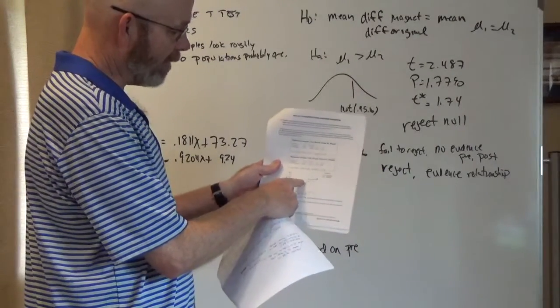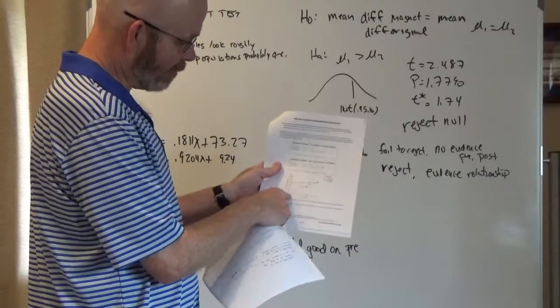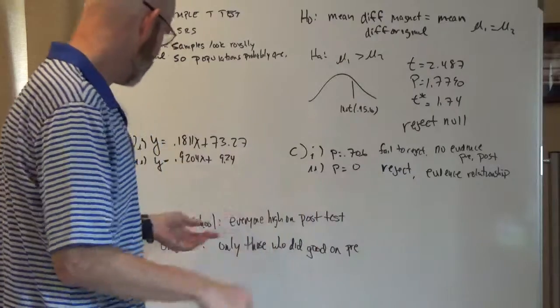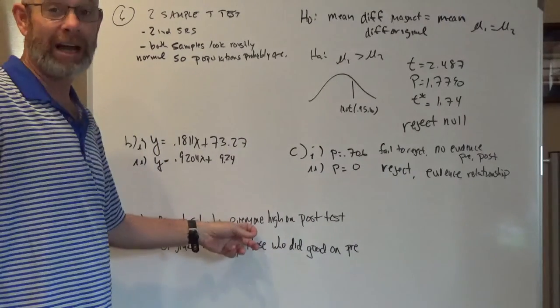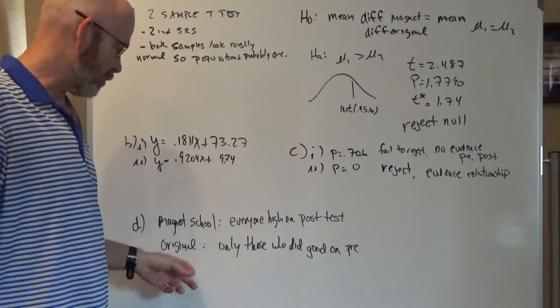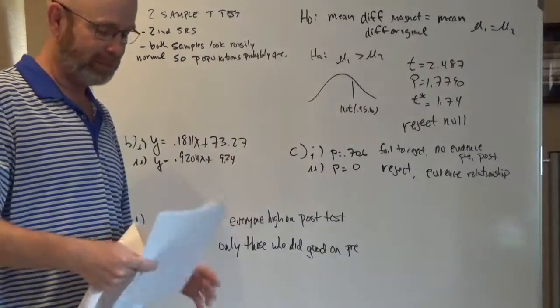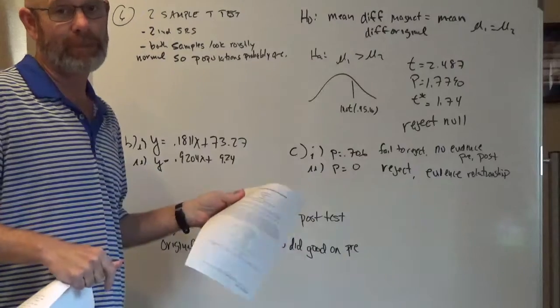However, on the original school, the black ones, the people that had low pretest scores didn't do very well on the post-test either. So what I said was the magnet school, everyone did high on the post-test. At the original school, only those who did good on the pretest did good on the post-test too. Again, a pretty good example of number 6.